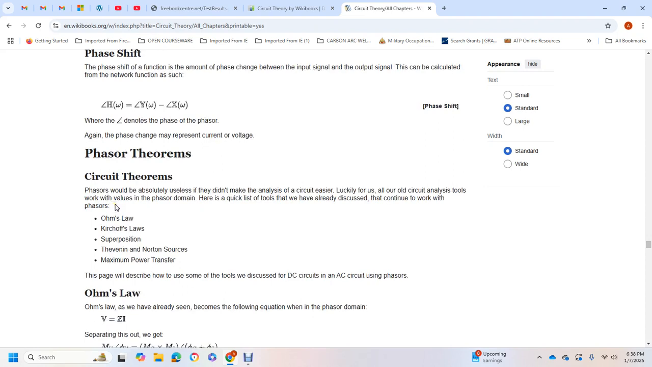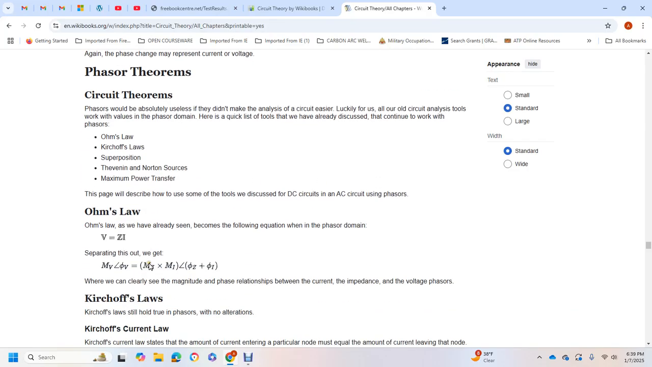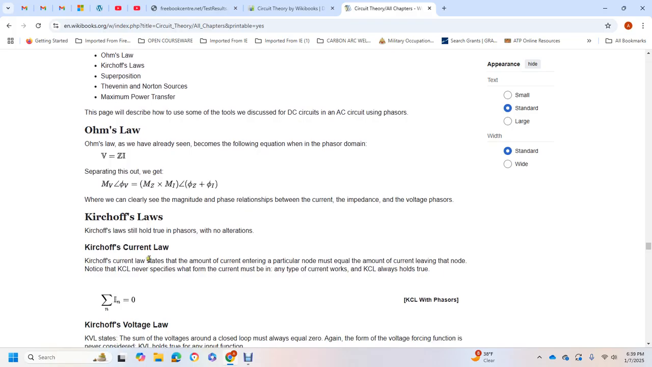Phasor circuit theorems. Phasors would be mostly useless if they did not make analyzing a circuit easier. Luckily, all our old circuit analysis tools work with values in the phasor domain. This quick list of tools, already discussed, includes Ohm's law, Kirchhoff's laws, superposition, Thevenin and Norton sources, and maximum power transfer. This section describes how to use some of the tools described in DC circuits for AC circuits using phasors.